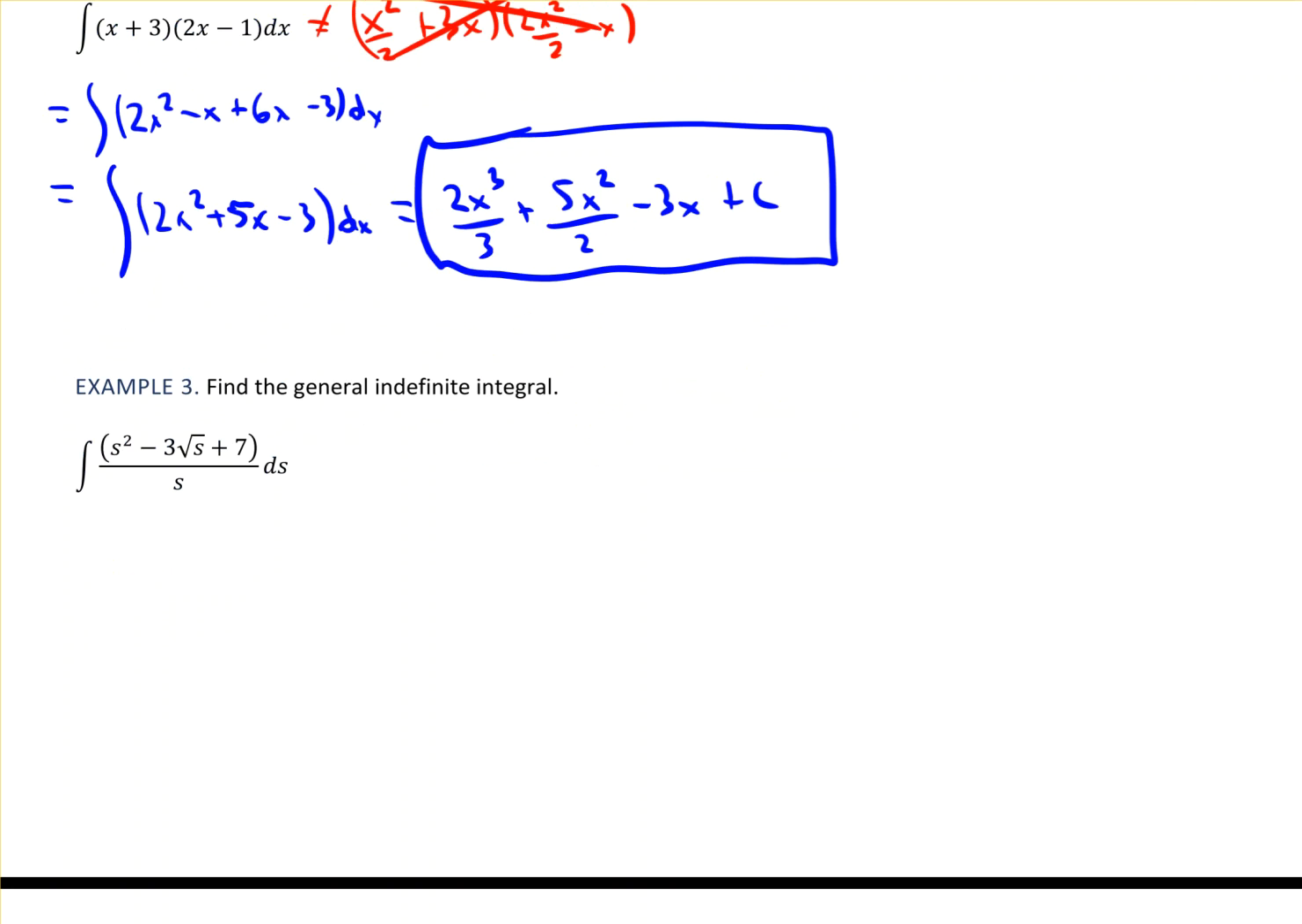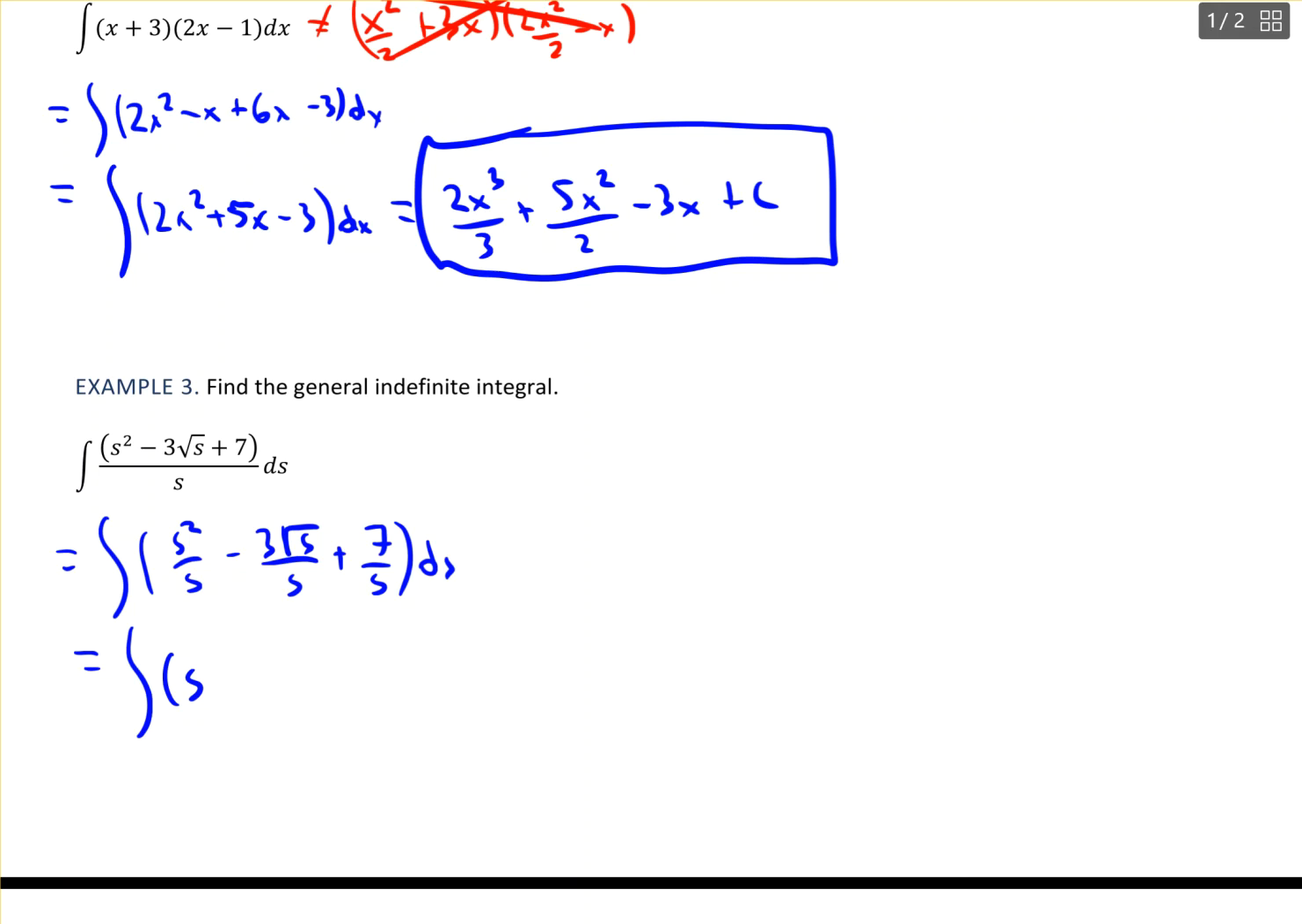Example 3, this is very similar to an example that we did in the last section, but this time we don't have to plug anything in. So the first thing, again, you can't just do each part individually. We've got that big division in there. So what I've got to do is split it up, and I'm going to split it up as s squared over s minus 3 root s over s plus 7 over s ds. So s squared over s is just plain old s. This is s to the 1/2 minus s to the 1 gets me minus 3s to the negative 1/2 plus, and again, I'm going to leave the plain old s on the bottom alone.